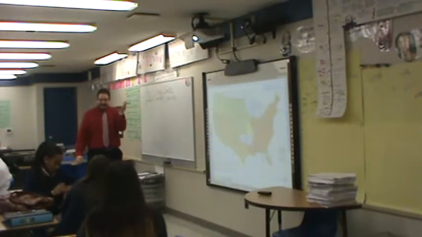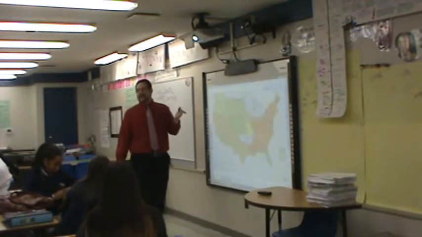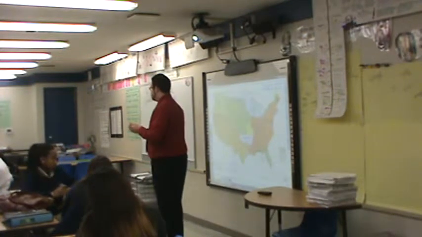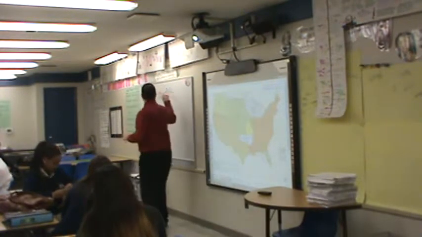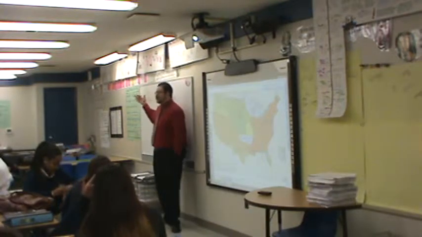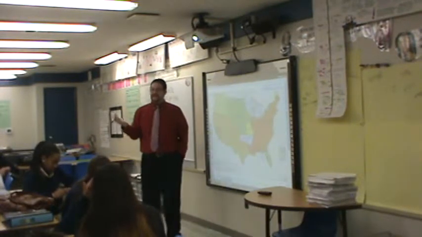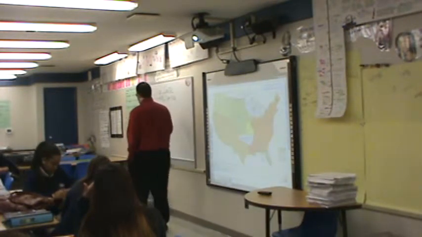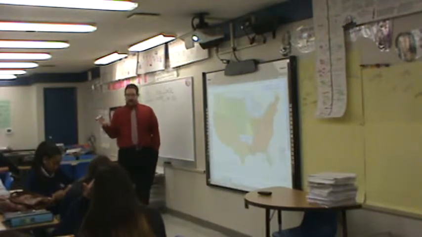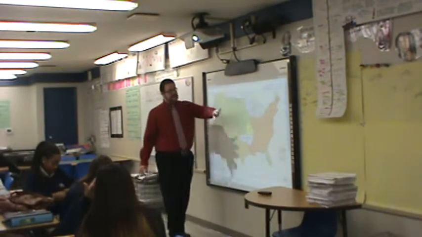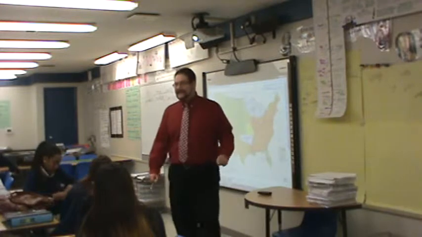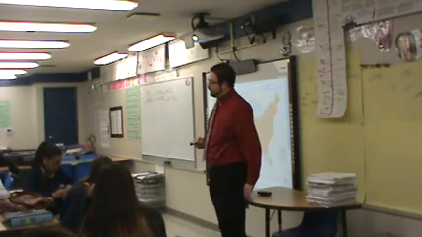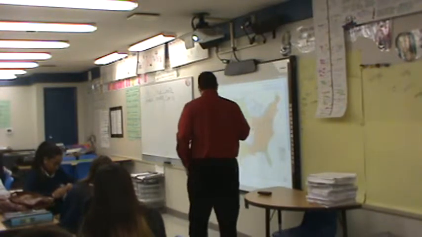So which institutions are going to be dominated by the part of the country with more people? The House and the presidency will be dominated by that section of the country with more people. As the country is developing in the 1800s, 1810s, 1820s, which section of the country has more people, the North or the South? The North. The North is growing faster.